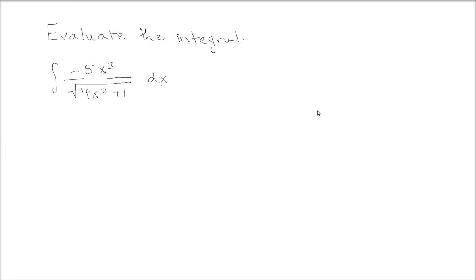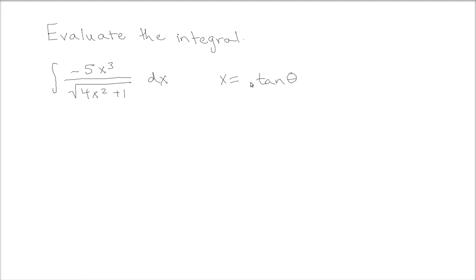In this example, we want to evaluate the integral of negative 5x cubed over the square root of 4x squared plus 1 dx. So this is going to be another trig substitution integral. And since I've got 4x squared plus 1 in the square root here, I want to use a tangent substitution.